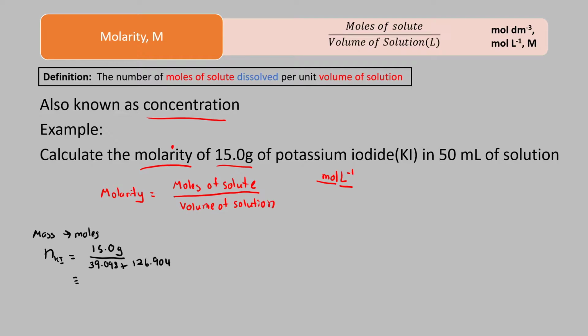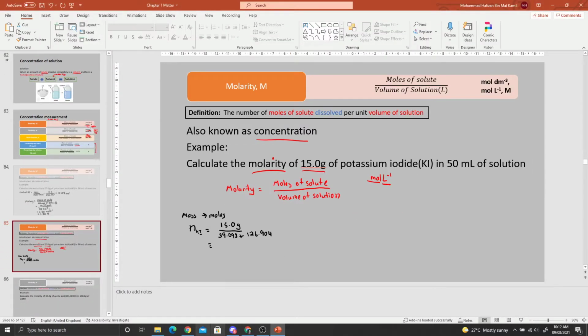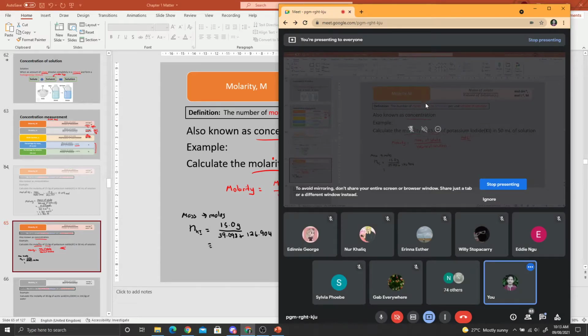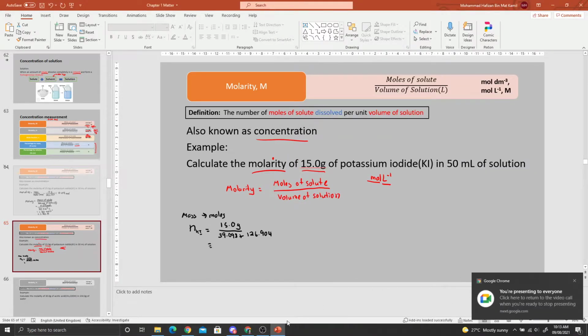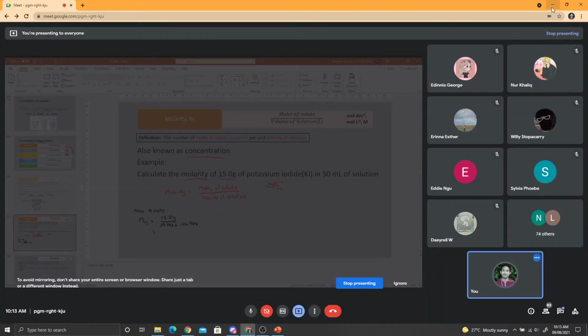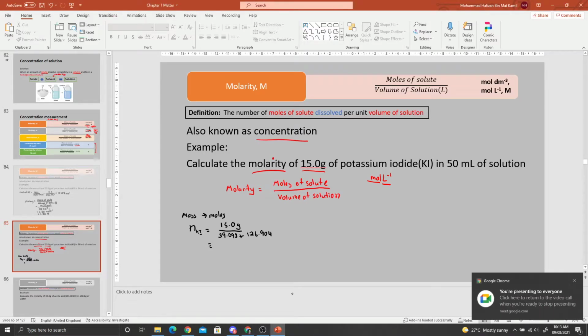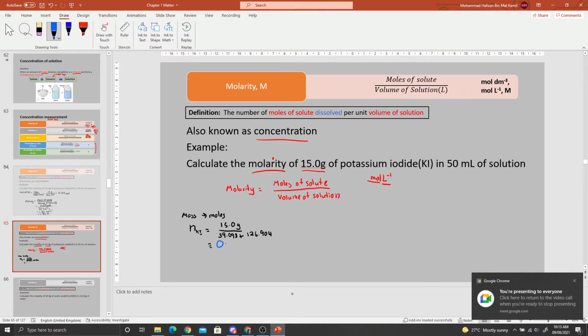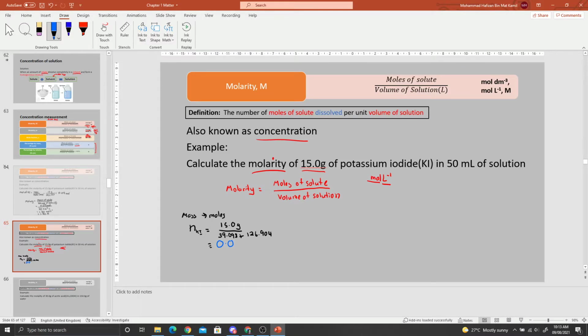Dapat tak jawapan? How much? Alright. Okay, dapat jawapan berapa? 0.09. So it is 0.09. So okay lah. So kita letak 3. It is moles, right?